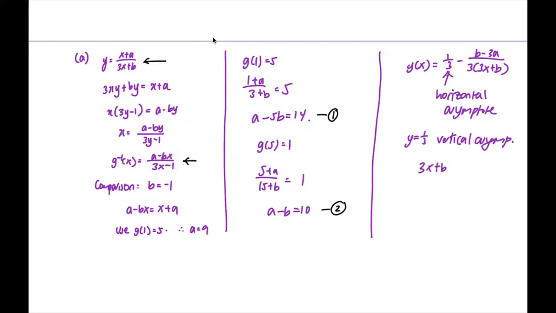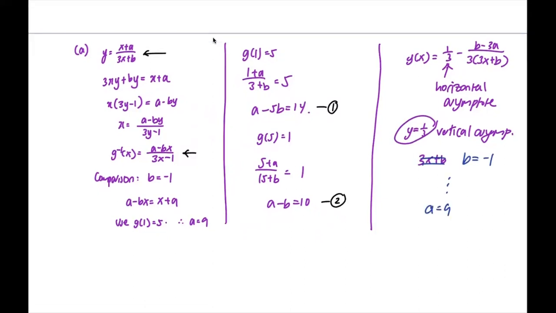So this will tell you that 3x plus b, you can solve that, okay? Because you can use this fact, you can get that b equals -1 as well. And then you repeat the process, you get a equals 9. 3 different ways of doing it. Anyone got a different way?